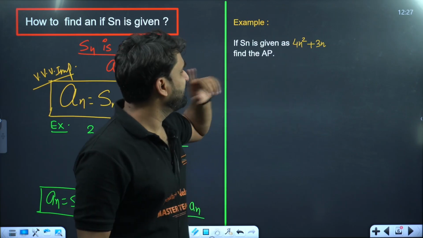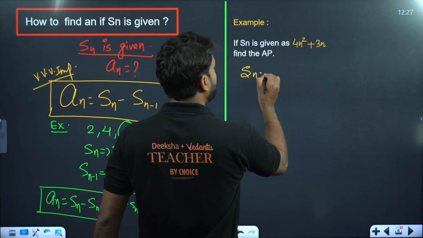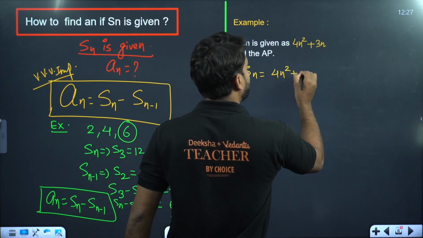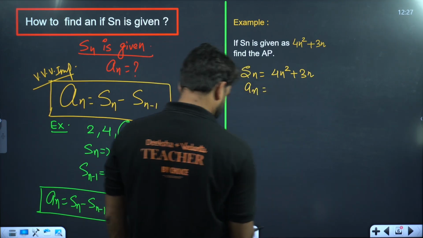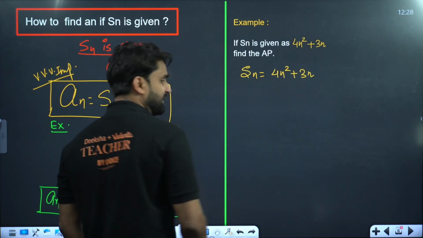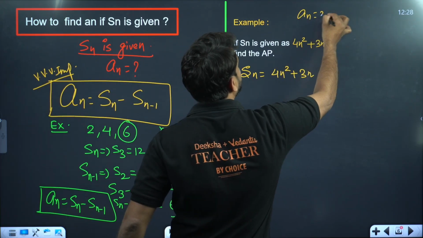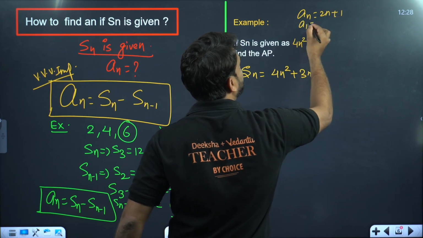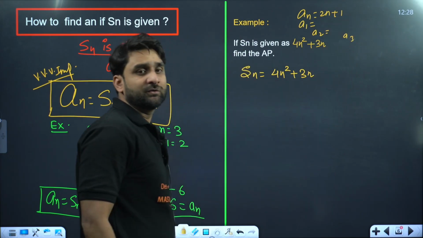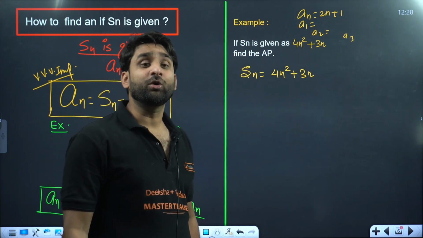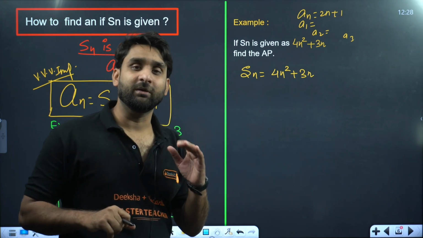Sn is given as 4n square plus 3n, and the question asks to find the AP. AP means first term, second term, third term, fourth term, fifth term. Once you get An, like An is equal to 2n plus 1, you can find the first term by putting n as 1, the second term by putting n as 2, the third term by putting n as 3. So to find the AP, you require the nth term in terms of n. Then only will you be able to find any term of the AP, I mean the complete AP.